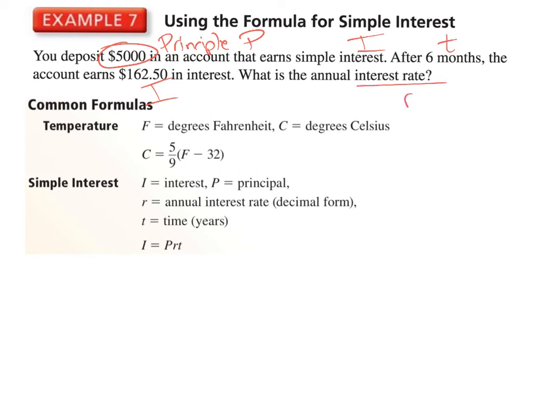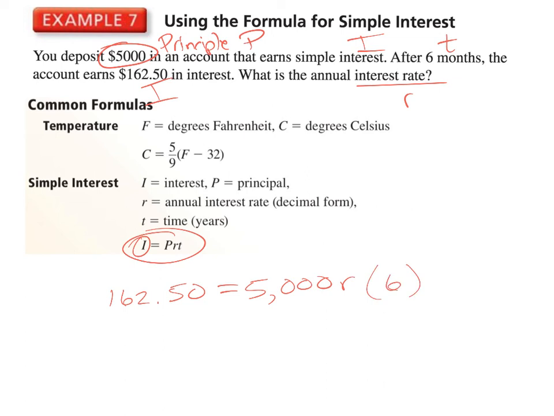What is the annual interest rate? Rate is R. Okay, so we're using this formula here. I is the amount of money that you made, which is $162.50. P is the principal, the initial amount that you invested, $5,000. And then R is the rate. We don't know what the rate is. That's what we want to find out. And T is the time we have it in the account. That's 6 months.